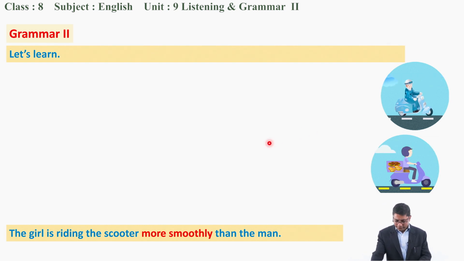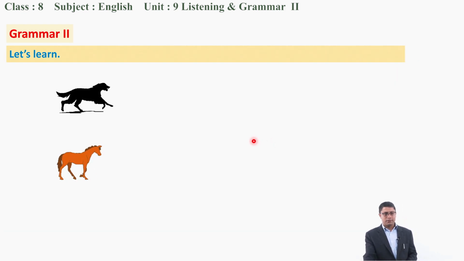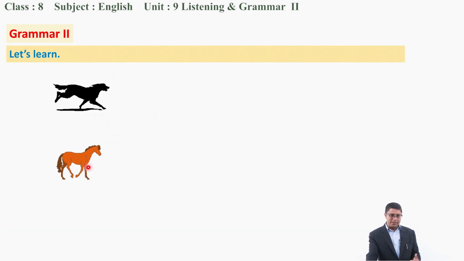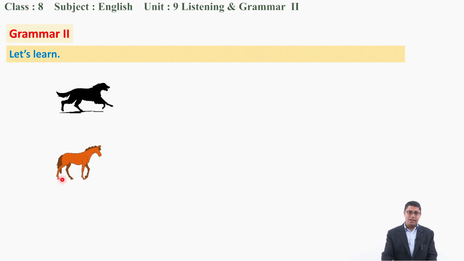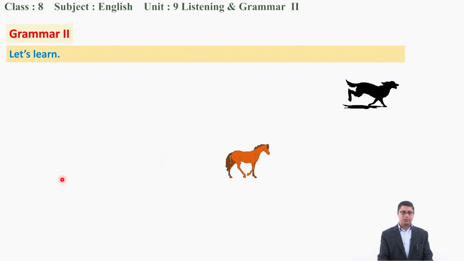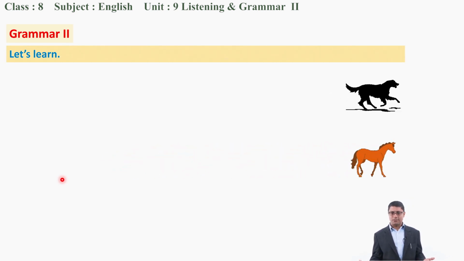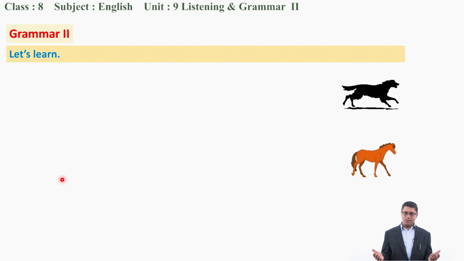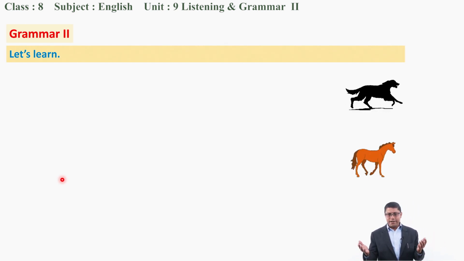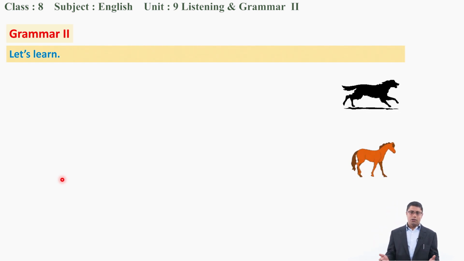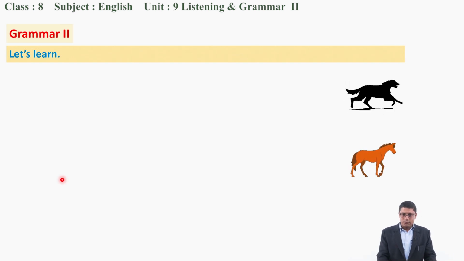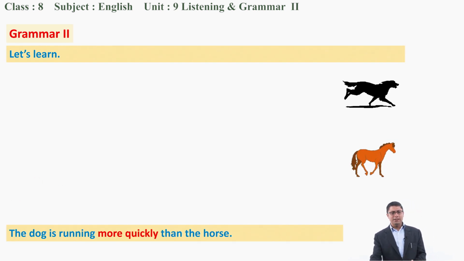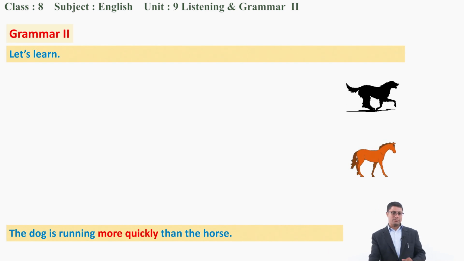Similarly, let's look at the next example. You can see two animals running there, a dog and a horse. Let's look at how they run. Who ran fast? Who ran quickly? Certainly the dog. The dog and horse are running, and the dog we just saw ran quickly. So we can say the dog is running more quickly than the horse.